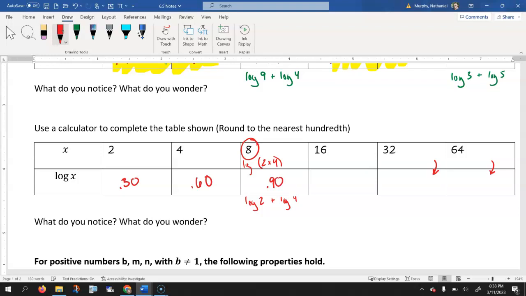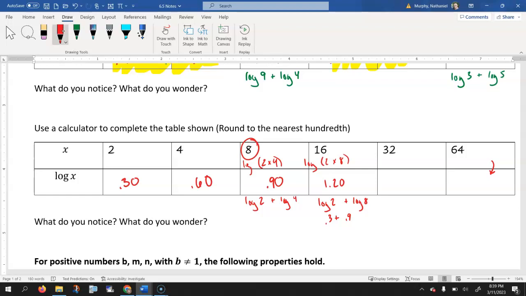So 16, what does that represent? 16 would be the same as 2 times 8. In essence, we'd be taking the log of 2 times 8, and to get that answer, we would take the log of 2 plus the log of 8. And we just found the log of 2 is 0.3, and the log of 8 is 0.9. So if I add those together, I would get 1.20. Let's do the next one.